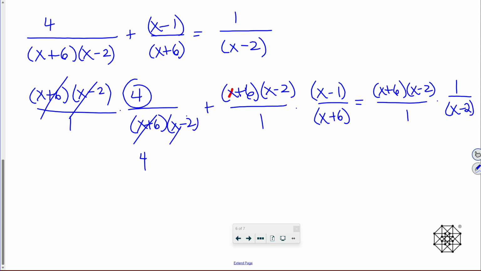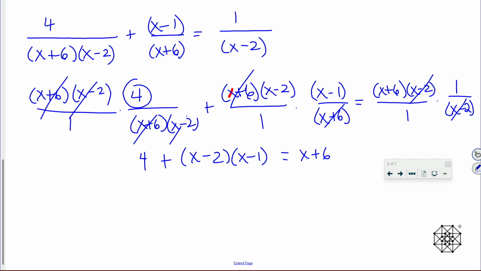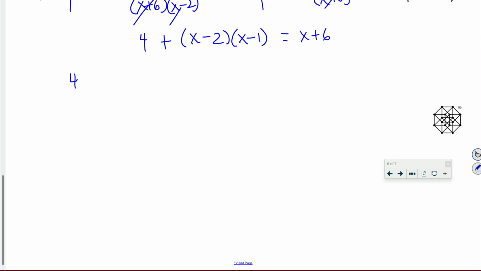I like that. Here, x plus 6's cancel, and I'm left, unfortunately, with a further algebra problem, but we'll get there. Here, the x minus 2's cancel, and all I have is x plus 6 times 1, so I'm just going to write it as x plus 6. All my fractions are now gone. We just have to FOIL that out. That's going to be x squared minus 2x minus x plus 2. Be careful of that. It's equal to x plus 6.